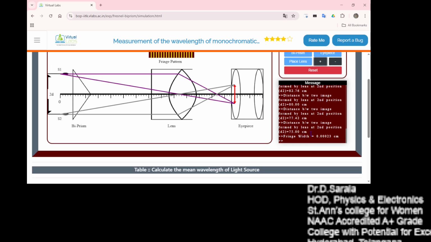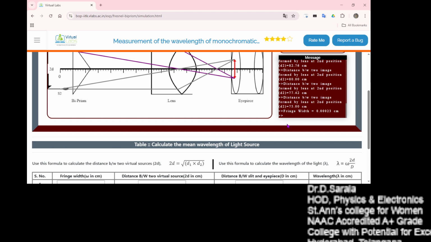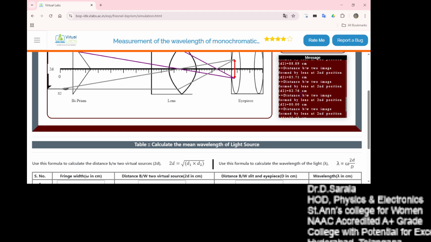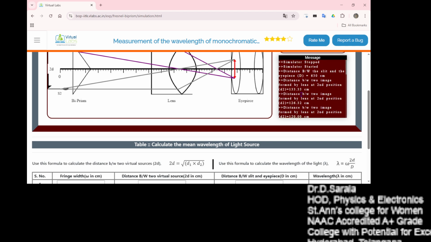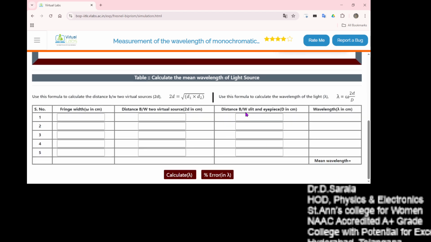Once you get this, note these distances D1 and D2 here. The fringe width is given as 0.00023 centimeters. Distance between the two virtual sources, that is 2d, is also given here. 630 centimeters, distance between the slit and the eyepiece is this, and this 2d is calculated using the square root of D1 and D2. D1, that is from the first lens, from the first source. This is from the second source. Use this formula to calculate this, and this capital D, 630 centimeters, remains the same.